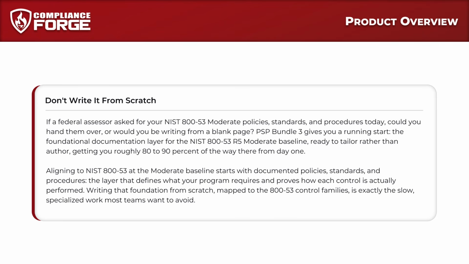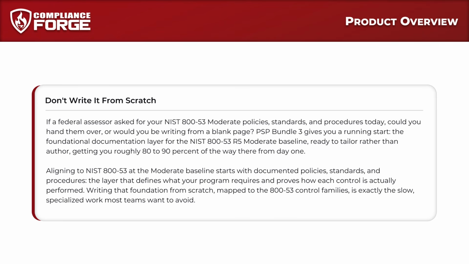The PSP Bundle 3 gives you a running start, the foundational documentation layer for the NIST 853 Revision 5 moderate baseline, ready to tailor rather than author, getting you roughly 80 to 90% of the way there from day one. Aligning to NIST 853 at the moderate baseline starts with documented policies, standards, and procedures. That is the layer that defines what your program requires and proves how each control is actually performed. Writing that foundation from scratch, mapped to the 853 control families, is exactly the slow, specialized work most teams want to avoid.